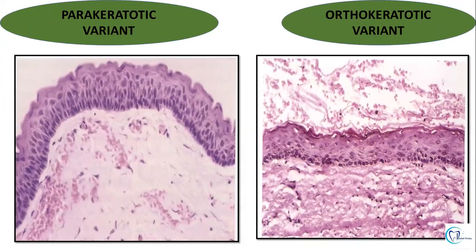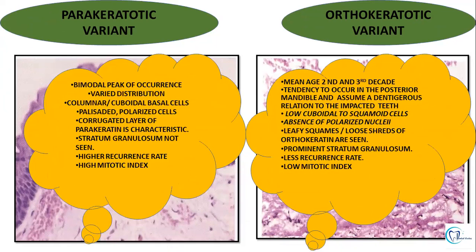Now, when we talk about the histopathological variants, OKC shows two kinds of variants, the parakeratotic variant and the orthokeratotic variant. In the parakeratotic variant, there will be parakeratinized stratified squamous surface epithelium, and in the orthokeratotic variant, there will be orthokeratinized epithelium. When we compare these two varieties, the parakeratotic variant will show a bimodal peak. However, in orthokeratotic, we have a mean age in the second and third decade. It shows varied distribution in cases of parakeratotic, whereas the orthokeratotic will usually be seen in the posterior mandible, and they usually assume a dentigerous relation with the impacted tooth.